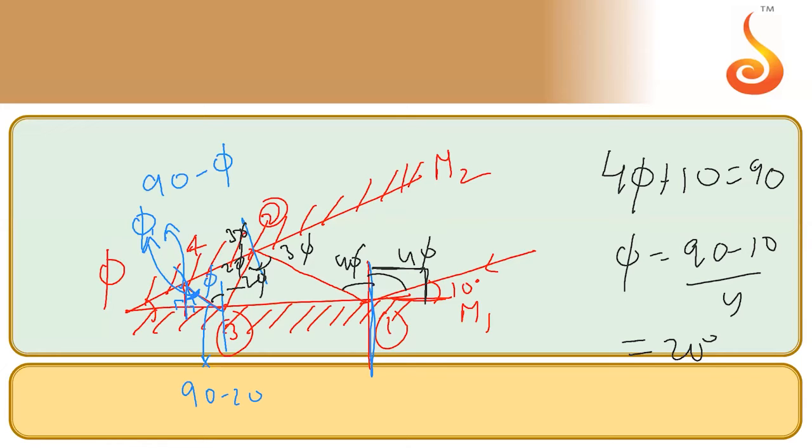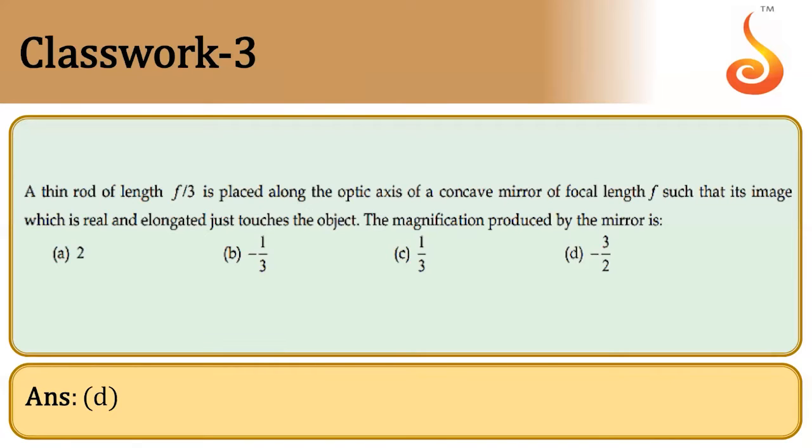Okay, so we will now go to the next question. Let us see what the next question is all about. A thin rod of focal length f by 3 is placed along the optic axis of a concave mirror of focal length f such that its image is real and elongated and just touches the object. The magnification produced by the mirror is equal to how much? People, let me first draw the diagram.